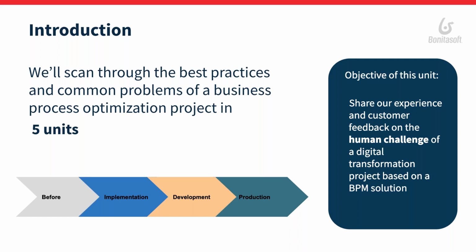So we decided to scan through the best practices and common issues of a business process optimization project in 5 chapters. This one is the first chapter of this series that will go from before you start your project until the production and what you are going to do afterwards, and going through each step based on Bonita. For example, how you implement with Bonita, what are the best practices for development, and so on.